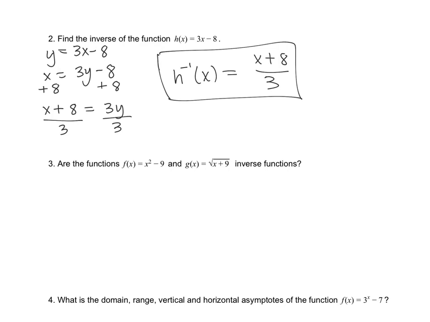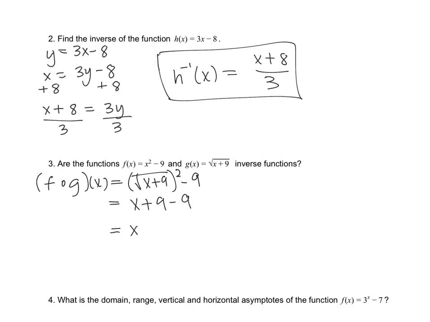On number 3, I want to check to see if the functions f of x equals x squared minus 9 and g of x equals the square root of x plus 9 are inverse functions. So first I want to find my composition f of g of x, which is the square root of x plus 9 squared minus 9. So we're left with x plus 9 minus 9, which then simplifies to x. So our first composition simplifies to x.